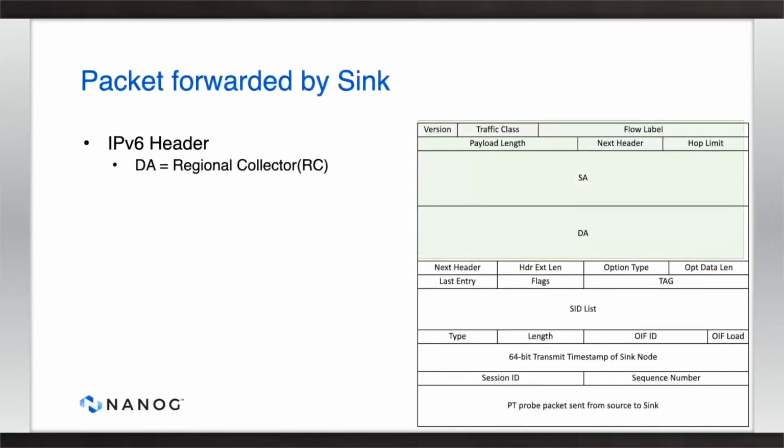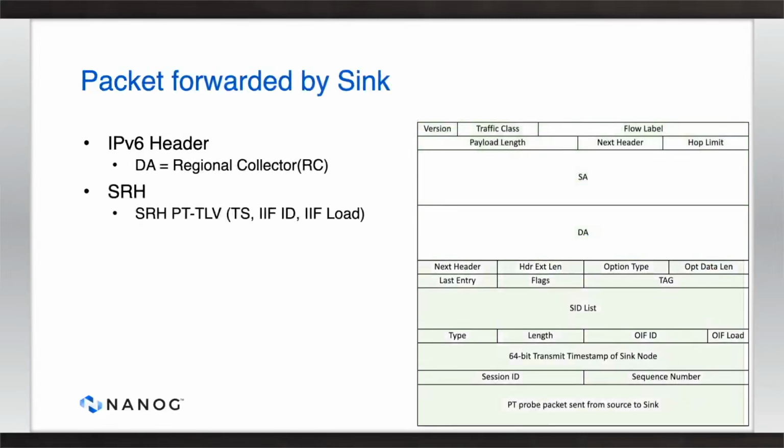In the packet forwarded by the sink, we have the IPv6 header. Destination is the regional collector. We have the segment routing header as well, just from before, from all the packets. If you notice, this is very similar to the packet generated by the source. It'll have the 64-bit transit timestamp. So we have the starting time in 64, truncated time in the middle, and the 64-bit timestamp at the end.